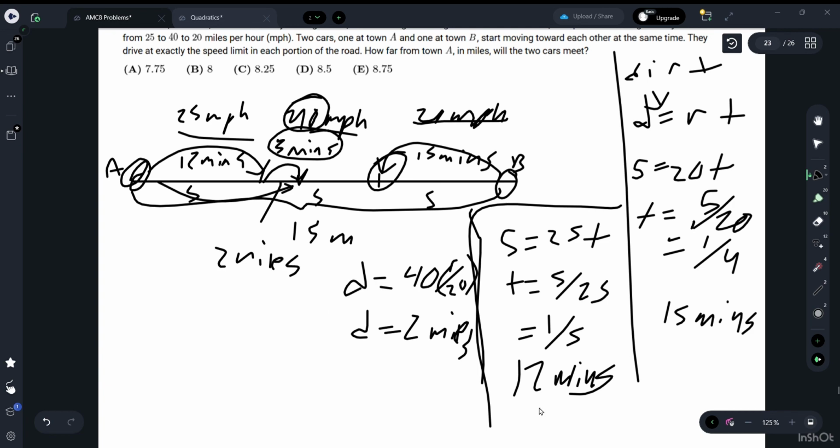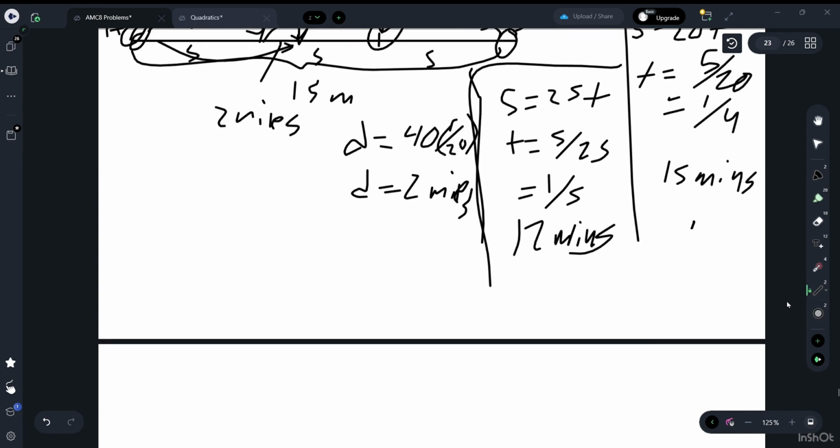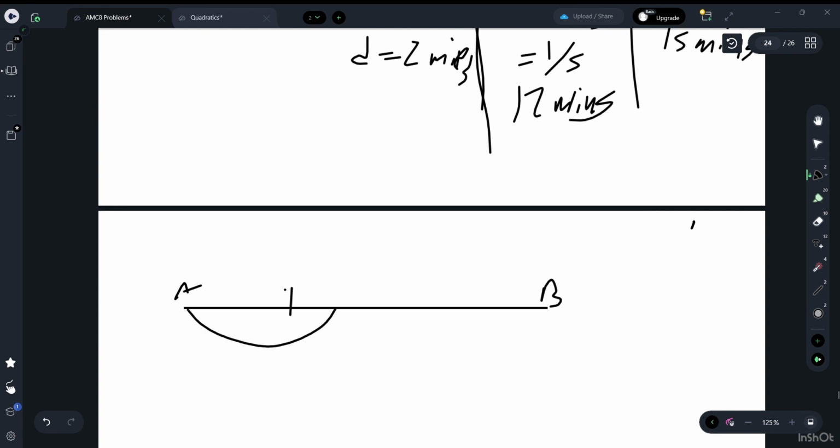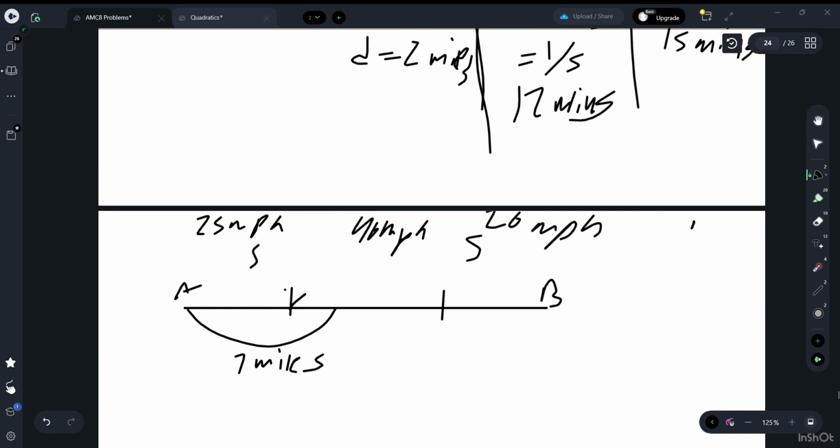Now let's draw a diagram of where they are now. So this is the road once again, town A and town B. So let's split it up. This is 5, that's 5. So far it has traveled 7 miles. This is 25 miles per hour, 40 miles per hour, and last one, 20 miles per hour. So far it's traveled 2 miles in the 40 miles per hour range, and this one has traveled to the end of the 20 miles per hour range.